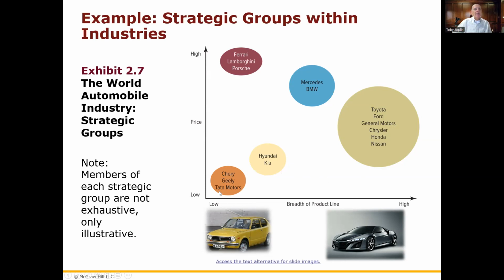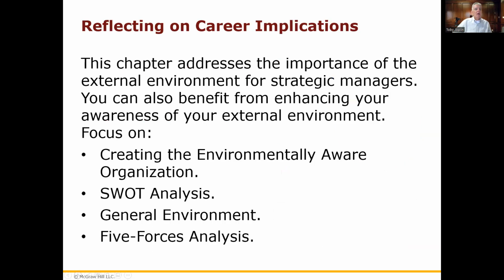Also understand that companies can switch strategic groups, either move up or down along one of these axes into different strategic groups. All right, well, that's chapter 2. Hopefully you got some useful information in there. We certainly presented useful information on how to analyze the external environment, look at the general environment, the competitive environment. How do we apply SWOT analysis to better understand what's going on external to the company, looked at strategic groups. Make sure you know how to use the 5 forces model.